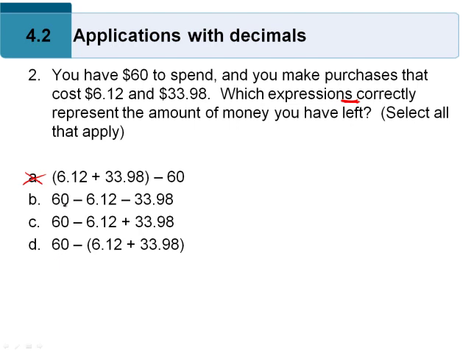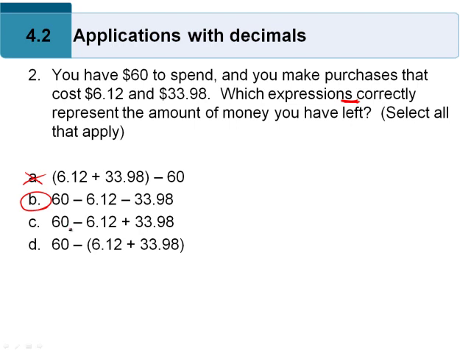Now, look at B, C, and D. 60 started on B minus the 6.12 because you bought that, minus the 33.98. Well, that's if you were writing these down, say in your checkbook or something or in a ledger, that would be correct because you spent those two amounts. So B is one of the choices that's correct.